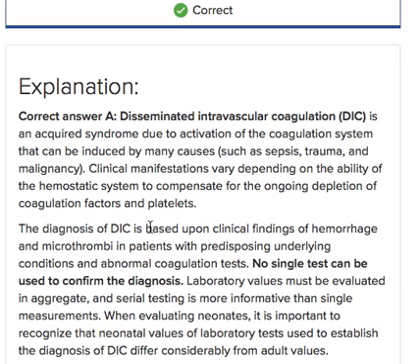The diagnosis of DIC is based upon clinical findings of hemorrhage and microthrombi in patients with predisposing underlying conditions and abnormal coagulation tests. No single test can be used to confirm the diagnosis. Laboratory values must be evaluated in aggregate, and serial testing is more informative than single measurements. When evaluating neonates, it is important to recognize that neonatal values of laboratory tests used to establish the diagnosis of DIC differ considerably from adult values.